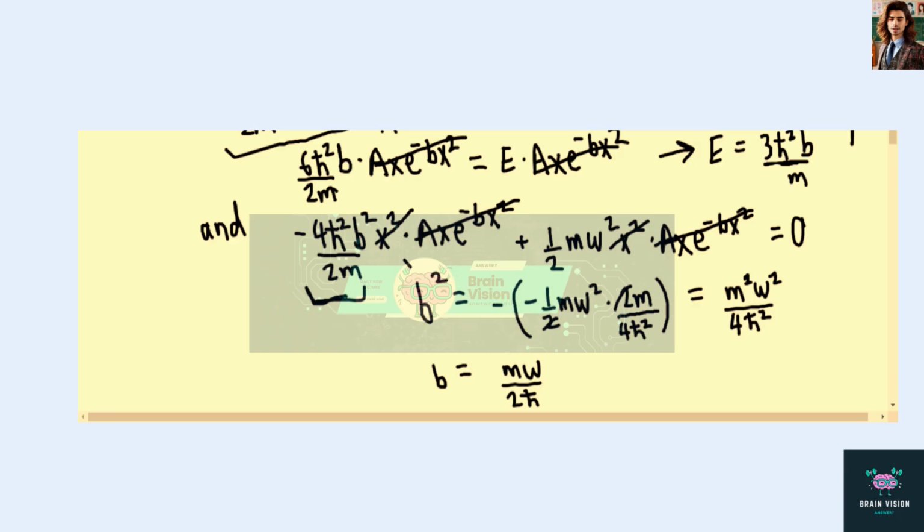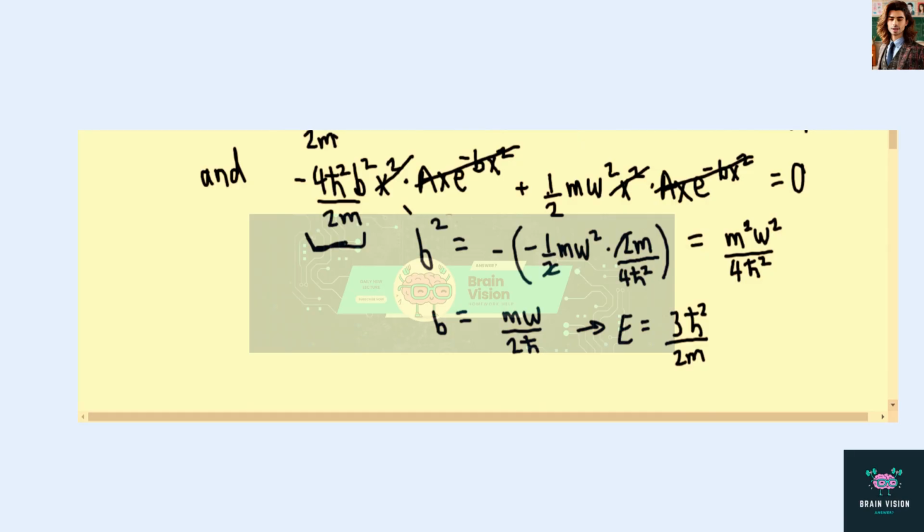So with these two equations, we can combine b and E to get an expression for E. E is then equal to 3h bar squared over m times m omega over 2h bar. And then we have cancellation that occurs, and we get E equaling 3h bar omega over 2.